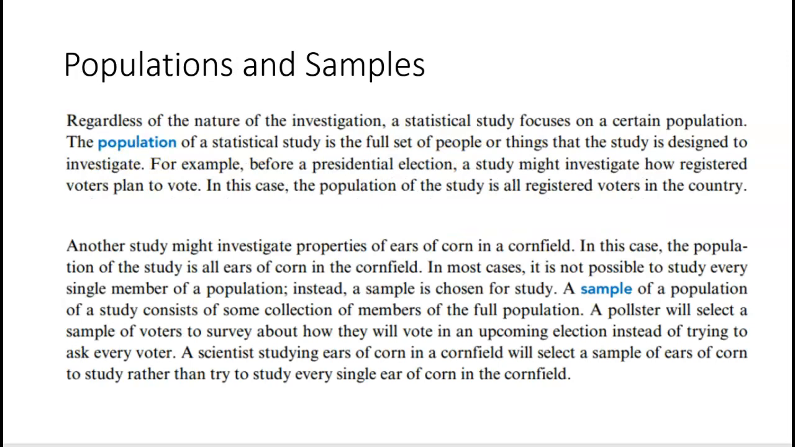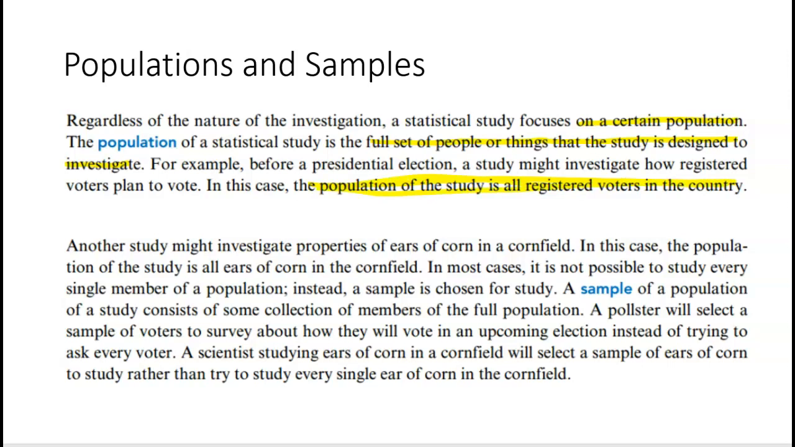Now, populations and samples. Regardless of whether it's observational or experiment, a statistical study focuses on a certain population. The population is the full set of people and things that the study is designed to investigate. For example, before a presidential election, a study might investigate how registered voters plan to vote. And so the population is only registered voters in the country. Not everybody in the country, but only those registered to vote.